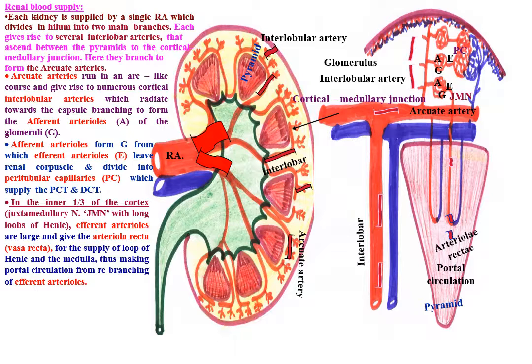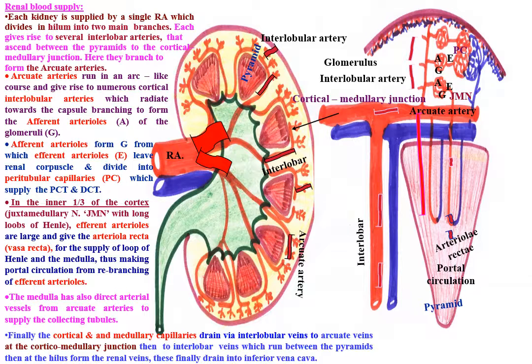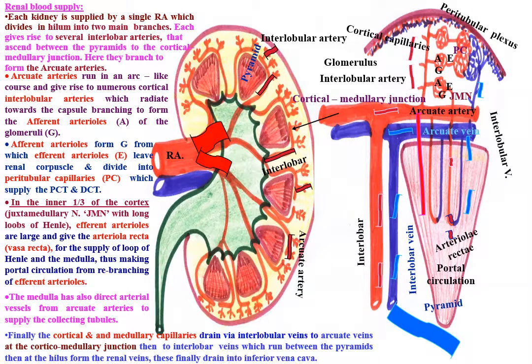The medulla has also direct arterial supply from arcuate arteries to supply the collecting tubules. Finally, the cortical and medullary capillaries drain via interlobular veins to arcuate veins at the cortico-medullary junction, then to interlobar veins running between the pyramids. At the hilum, they form the renal veins. These finally drain into the inferior vena cava.